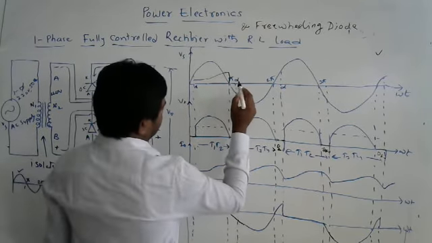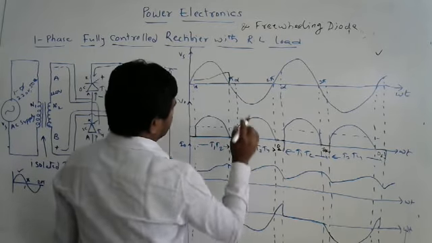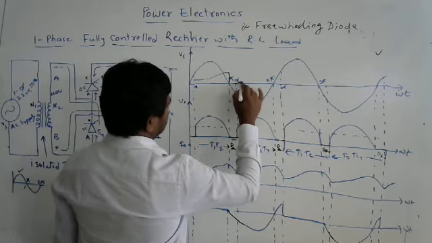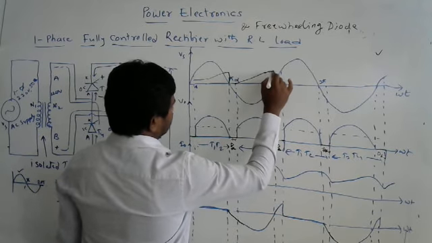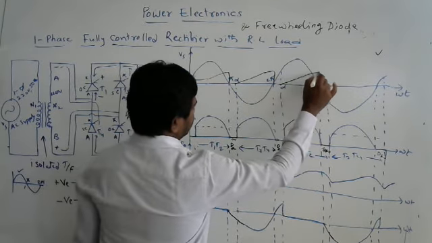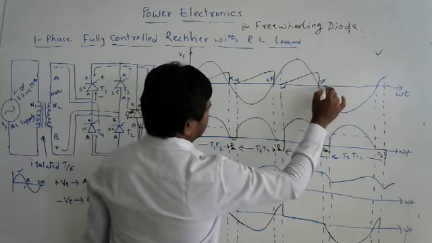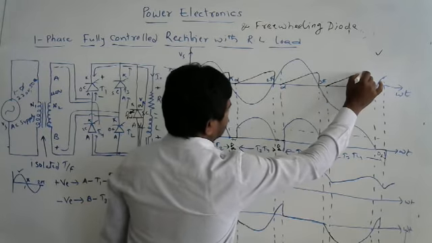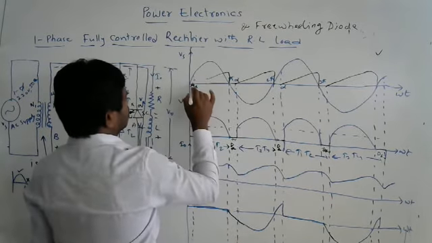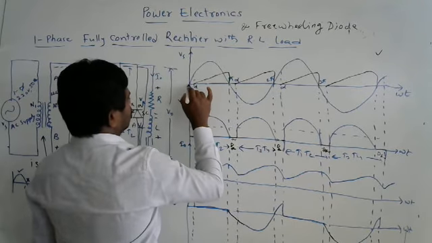Then after that, you are getting current again, till 2 pi. Again 0. Then you are getting current, again 0. Like this you are getting current. This I am saying, this is 0 and this value is 0.